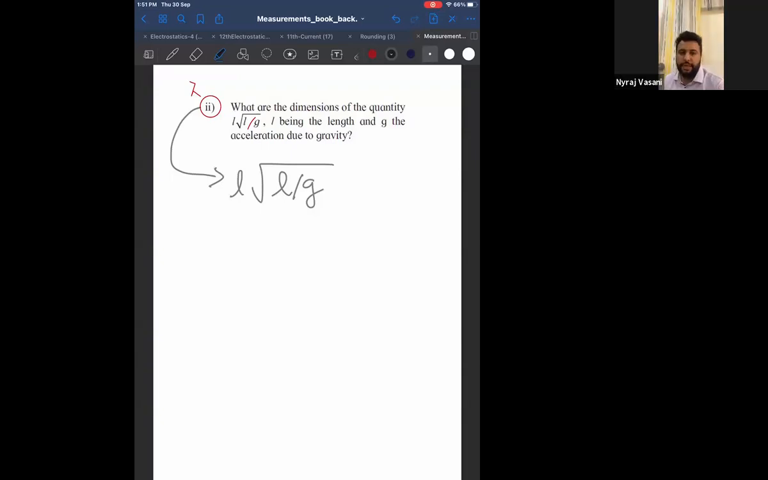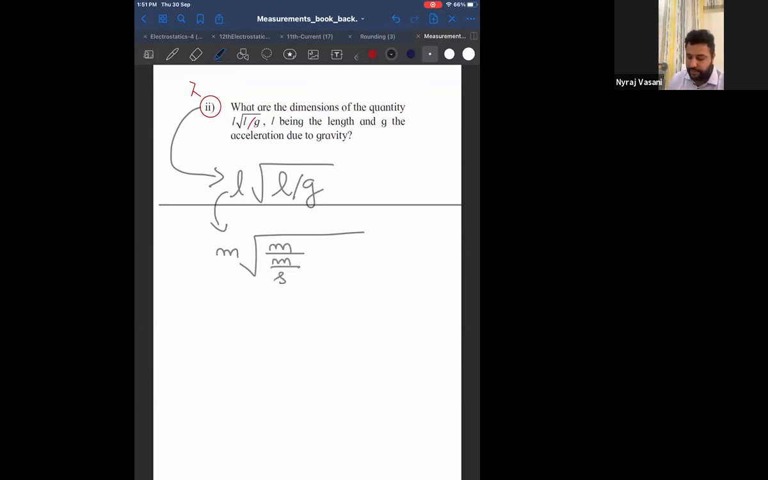Okay, now let me show you the answer. What is the dimension of the quantity L into square root of L by G? Now, listen to this. What is L? L is meter. And what is square root of L by G? Meter upon, what is G? Acceleration due to gravity. Therefore, can I say it is meter upon second square? Therefore, meter and meter will cancel and second square will come on top. Therefore, it is meter into square root of second square. Therefore, square root and square will cancel. Therefore, I am left with meter into second.